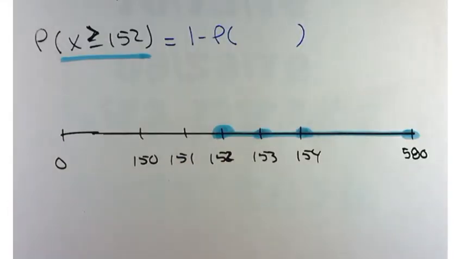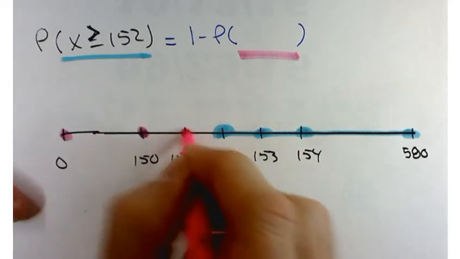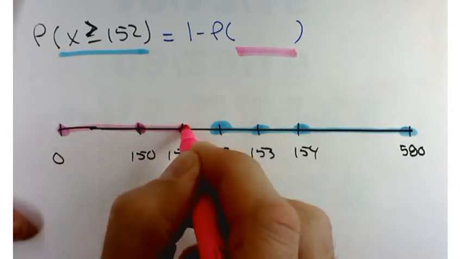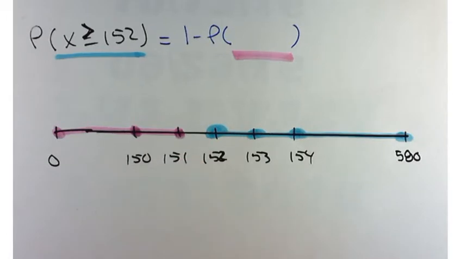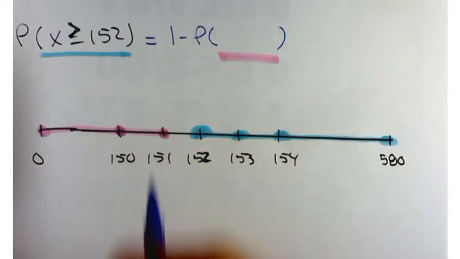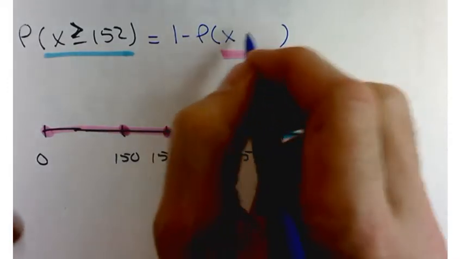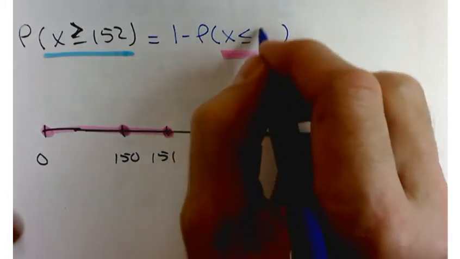So I've got to describe this event. How would I describe this event here in salmon or pink? What's that probability? And be careful of where it starts. Andrew, what would this probability be? How would I describe it? What less than what, or greater than what? All right, let's go less than or equal to 151.